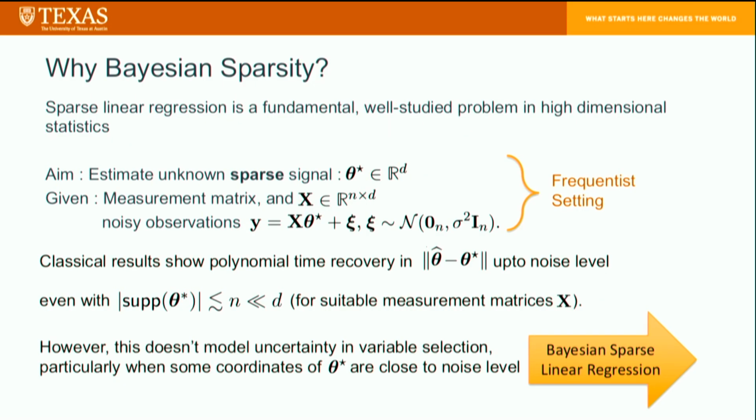I'm going to first motivate why sparsity is relevant in the Bayesian sense. Sparse linear regression is a pretty fundamental problem, well studied in high-dimensional statistics. The setup is as follows. You have a vector theta star, which is sparse in d dimensions, and a measurement matrix X, which is n by d. N is the number of measurements here. You observe noisy observations, X theta star plus noise. The noise is typically assumed to be Gaussian.